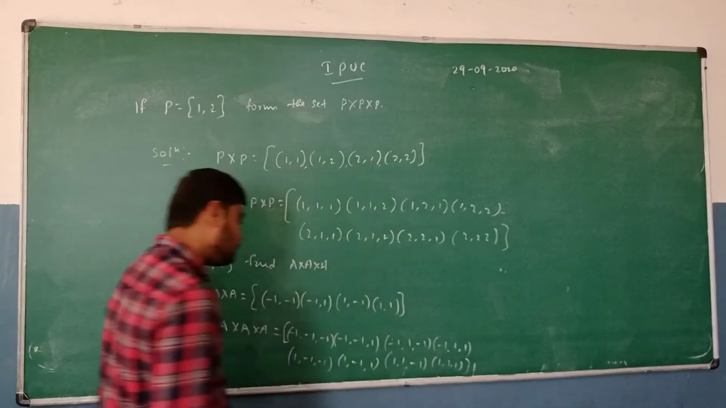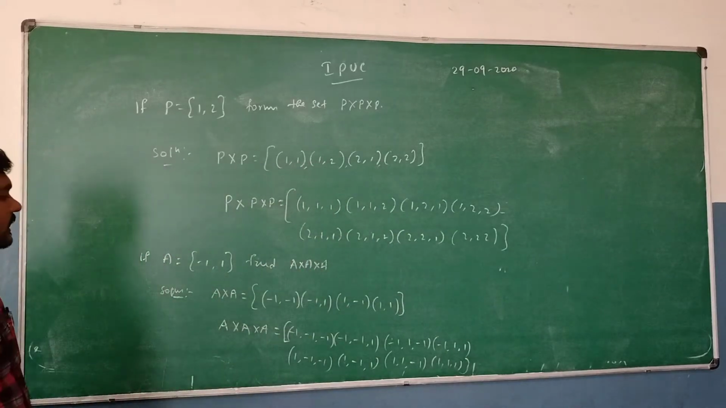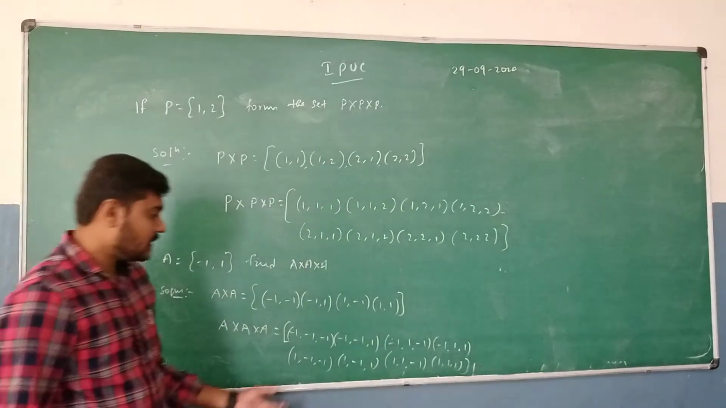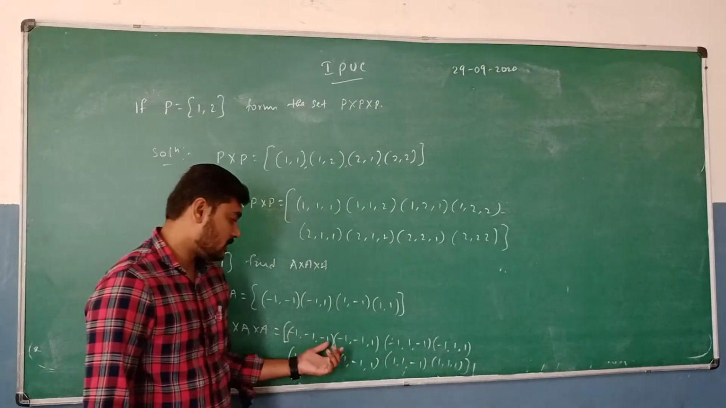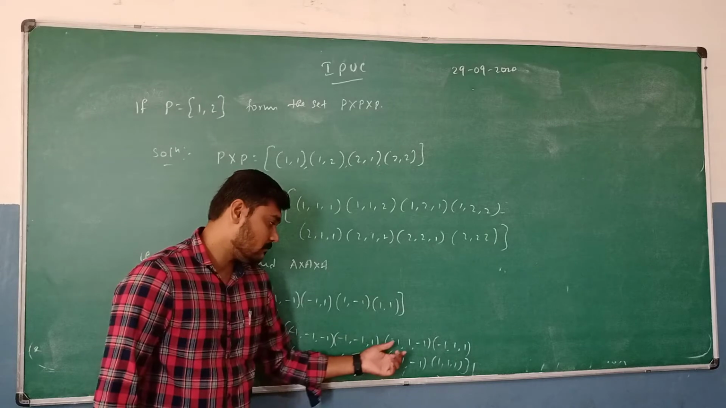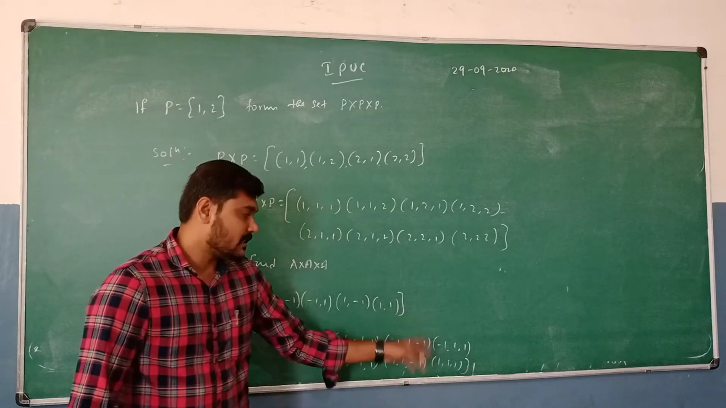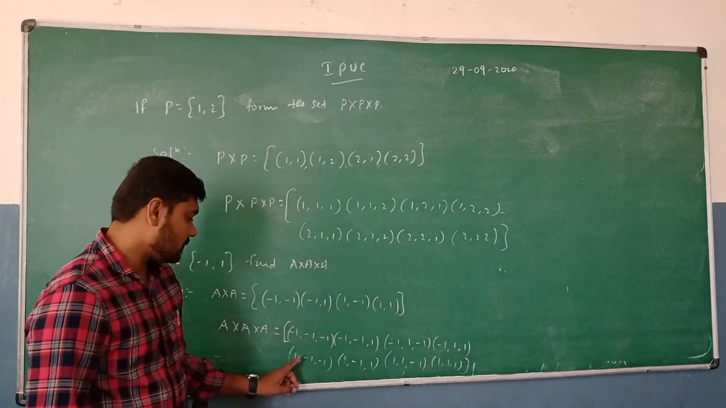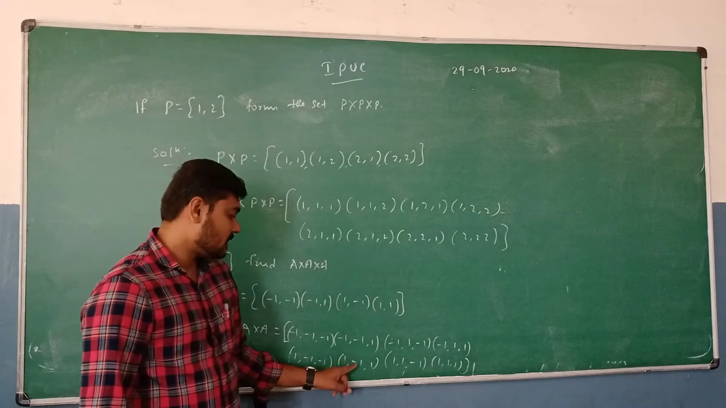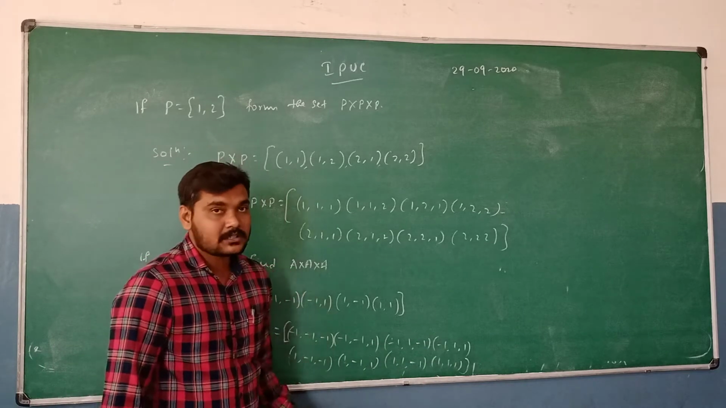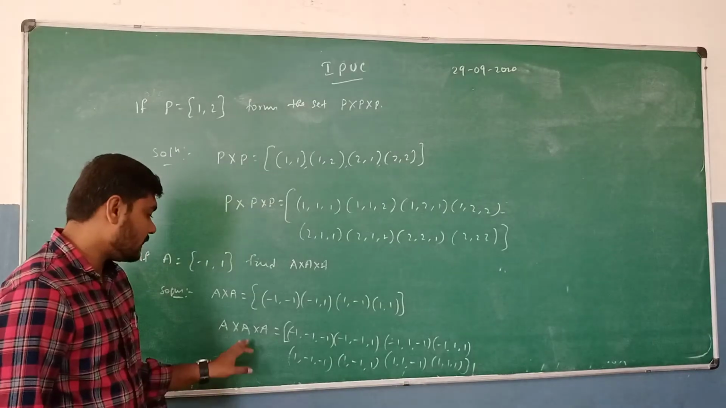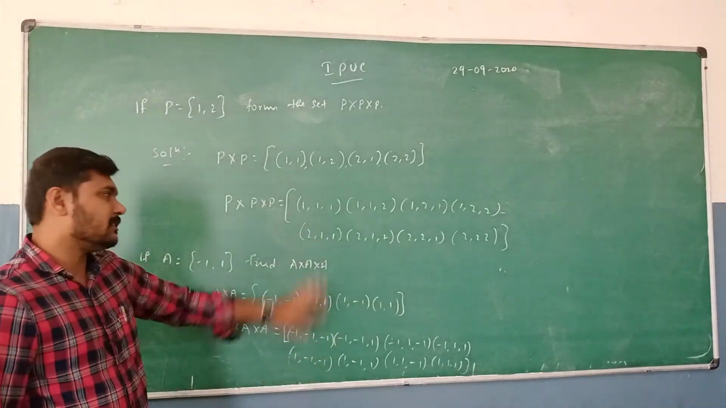So these are the elements which are present in the Cartesian product A cross A cross A. So here the elements are going to be in the form of a triplet. There are 8 elements going to be present in the Cartesian product A cross A cross A, which is similar to the previous one. Okay.